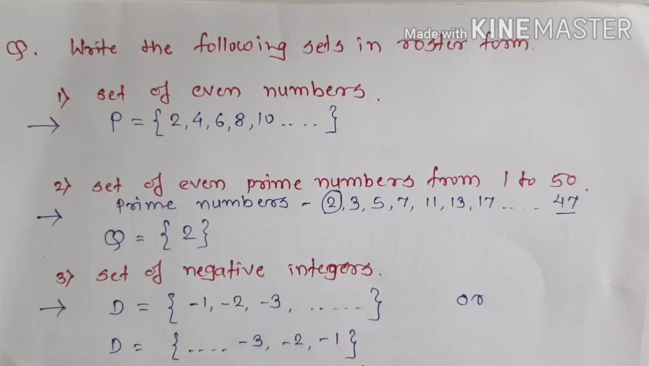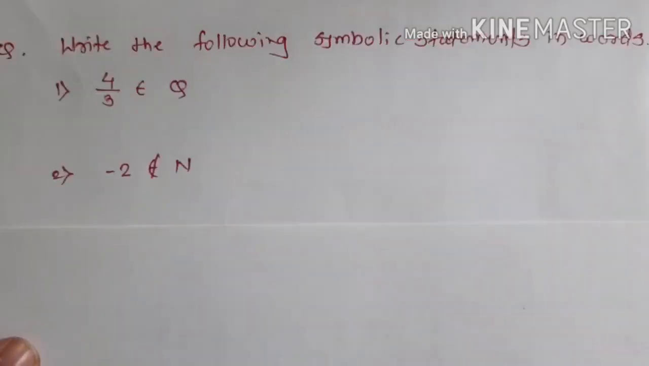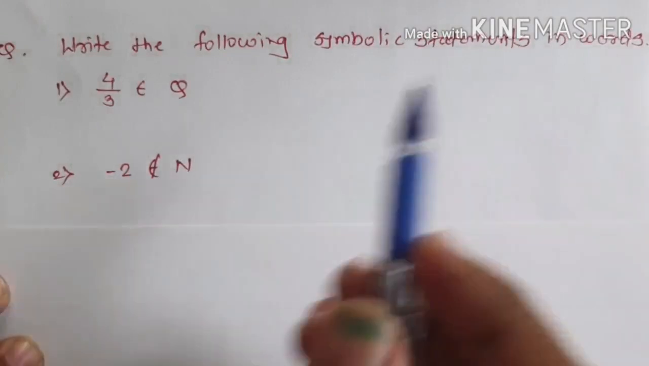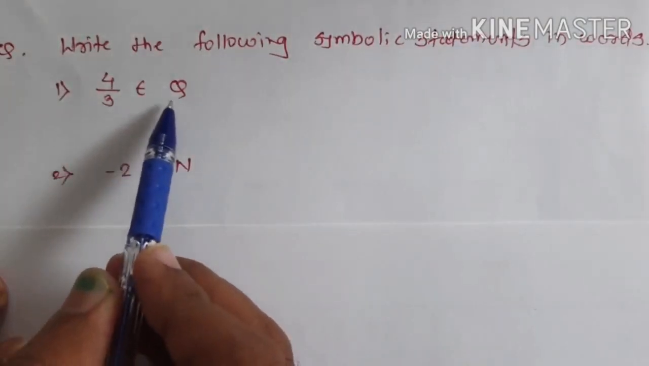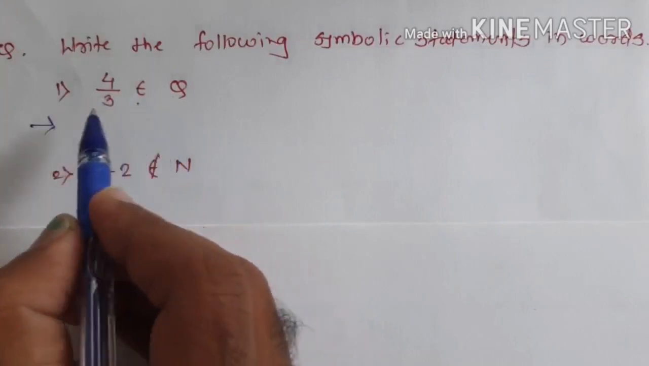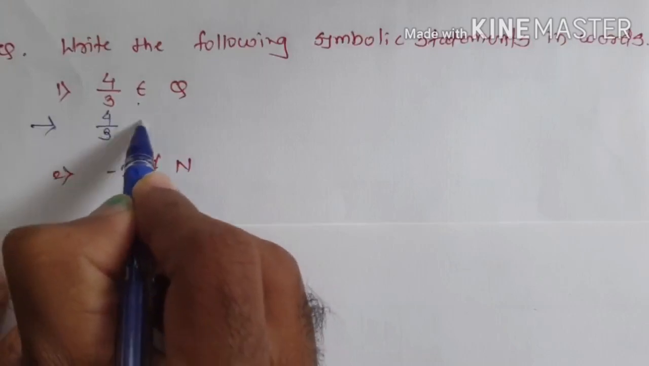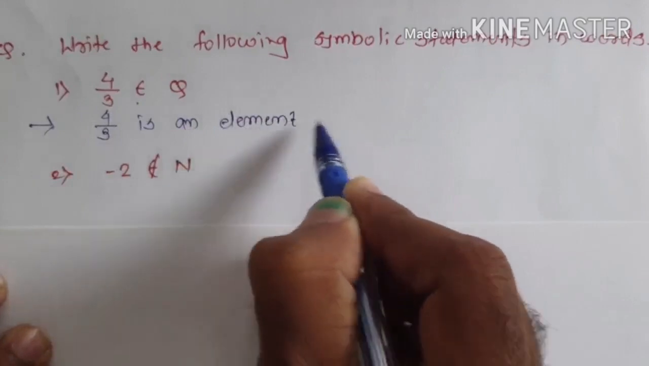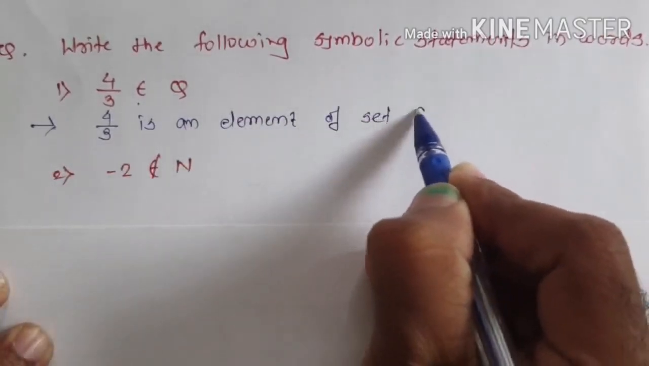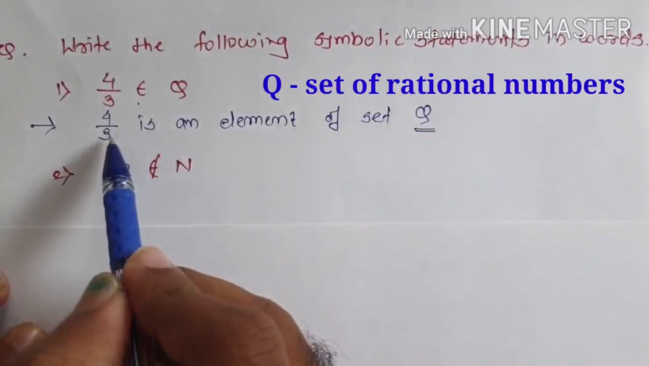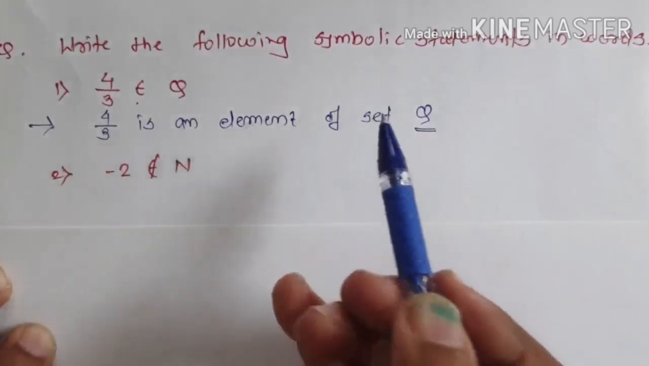So we can write the set by any of these methods. Next problem is we have to write the following symbolic statements in words. The first of that is 4 by 3 belongs to Q. 4 by 3 is an element of set Q. So only we have to write this in words, that 4 by 3 is an element of set Q. That is, Q stands for set of rational numbers. So as we know that 4 by 3 is a rational number, so it is an element of set Q.